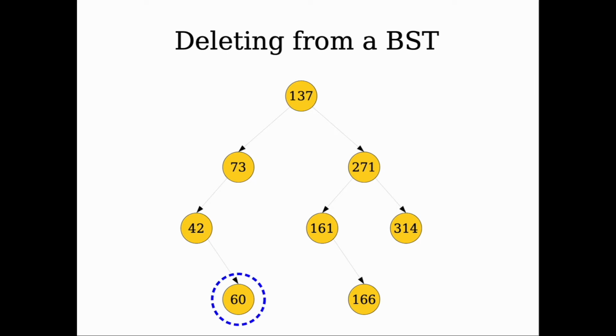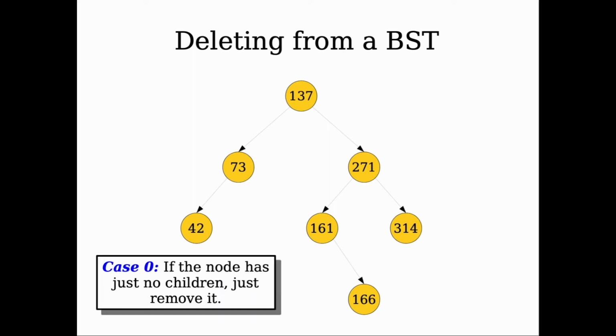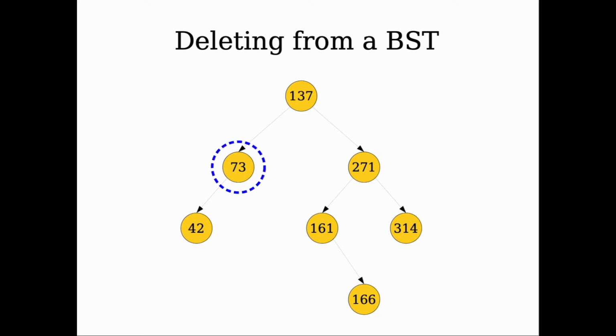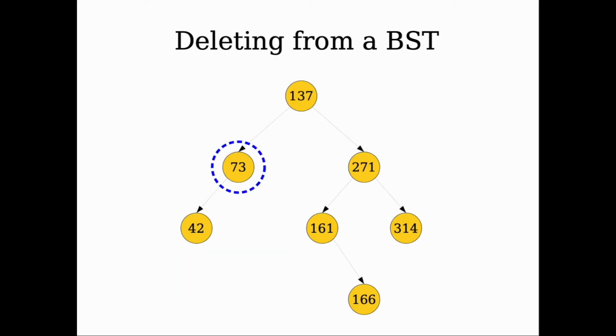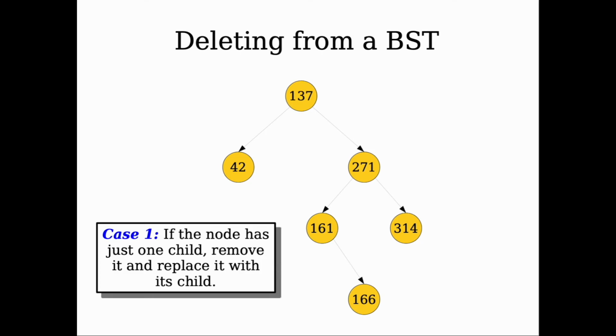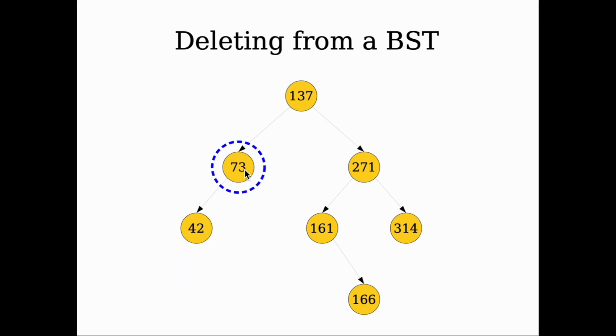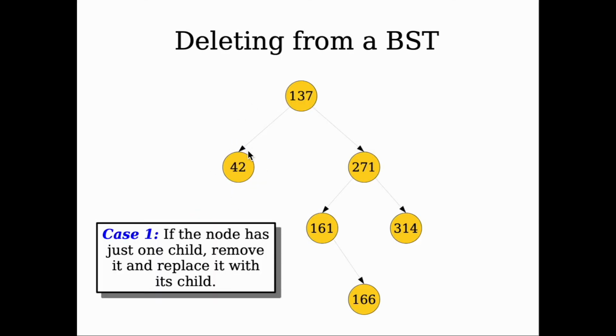Okay, so suppose we wanted to delete 60. This is the first case and the simplest case because if the node has no children, you can just remove it. Okay? So, okay na tayo dyan. If we are removing a key na merong one child, okay, ang mangyayari is remove it. So, we can remove this 73 and replace it with its child. So, si 42 na dating anak ni 73 ay umalit dun sa pwesto ni 73. Okay? Okay, that's fairly easy for case 1.